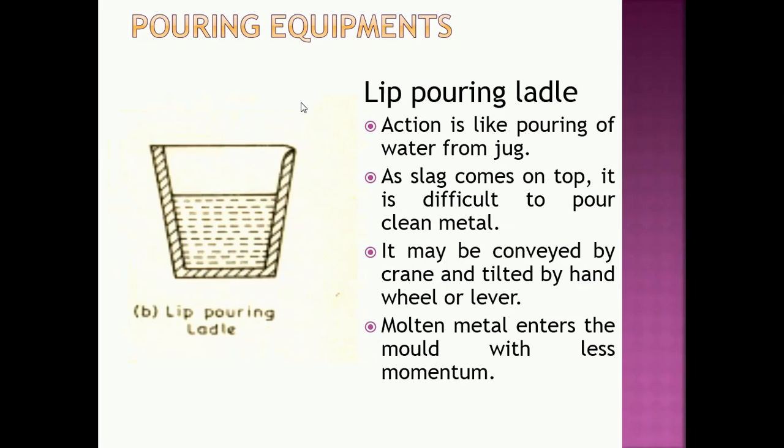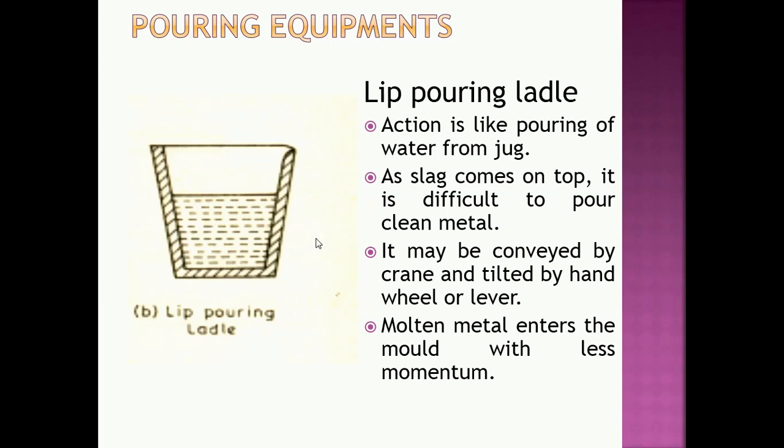Next pouring equipment is the lip pouring ladle. You can see at the top this ladle has a shape like a lip. That's why this ladle is called a lip pouring ladle. The pouring of molten metal into the mold takes place like pouring of water from a jug. Action is like pouring of water from a jug.